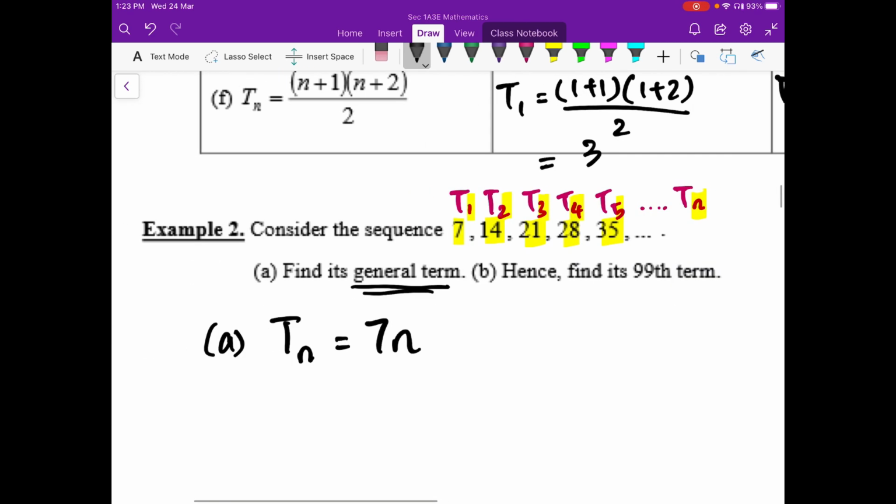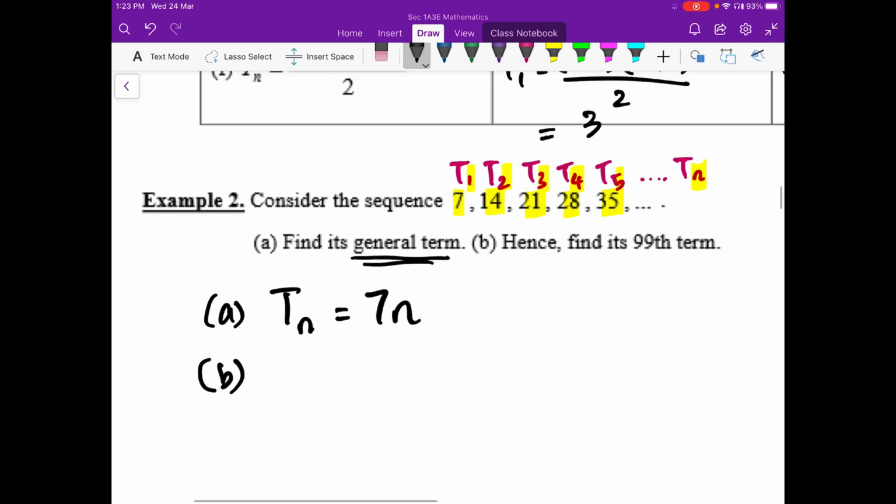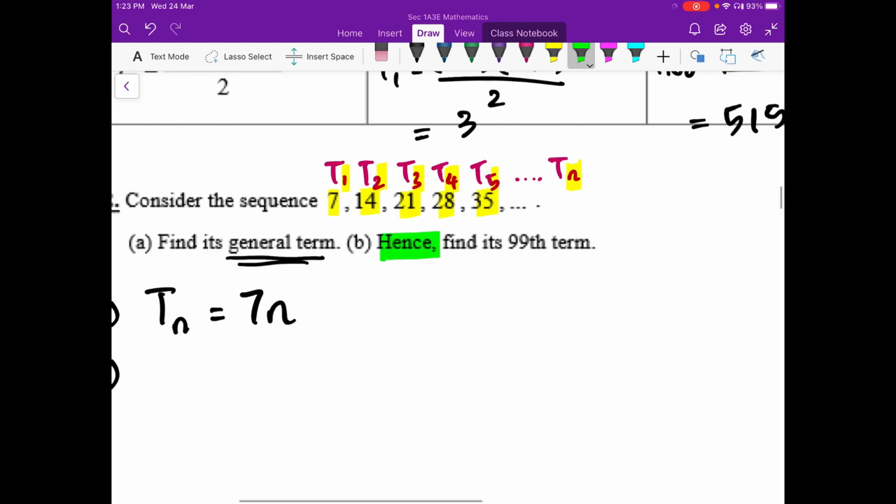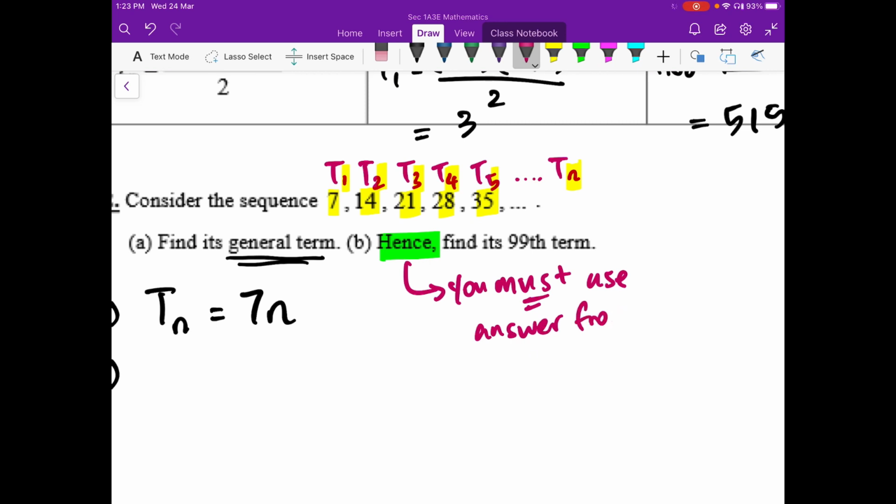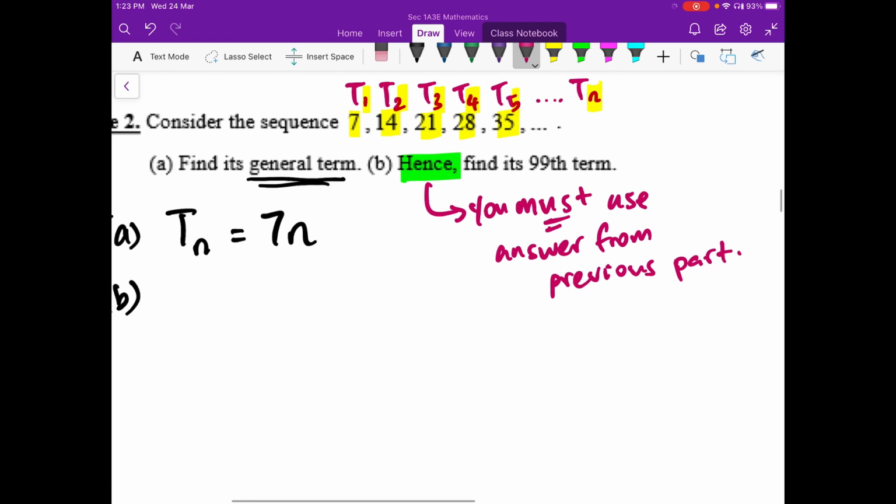Okay, part B. Hence. I want all of you to highlight this very important word, hence. It is a keyword. So hence over here implies you must use the answer from the previous part. Okay? You must. So let's use the answer from the previous part.